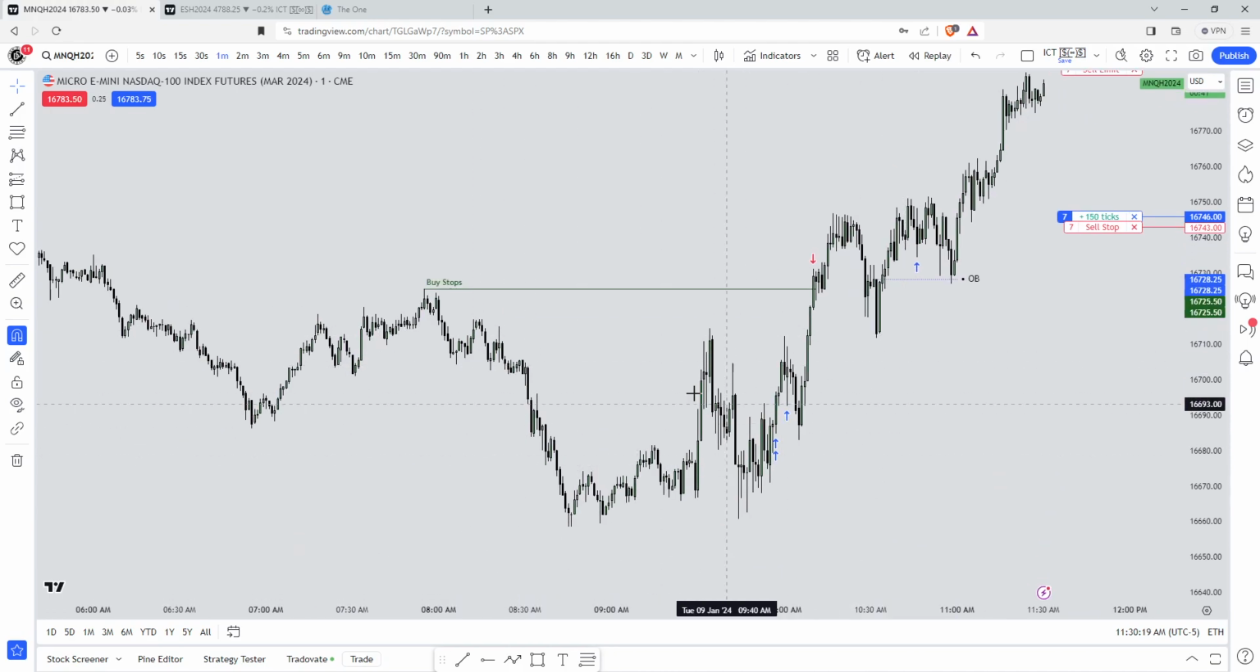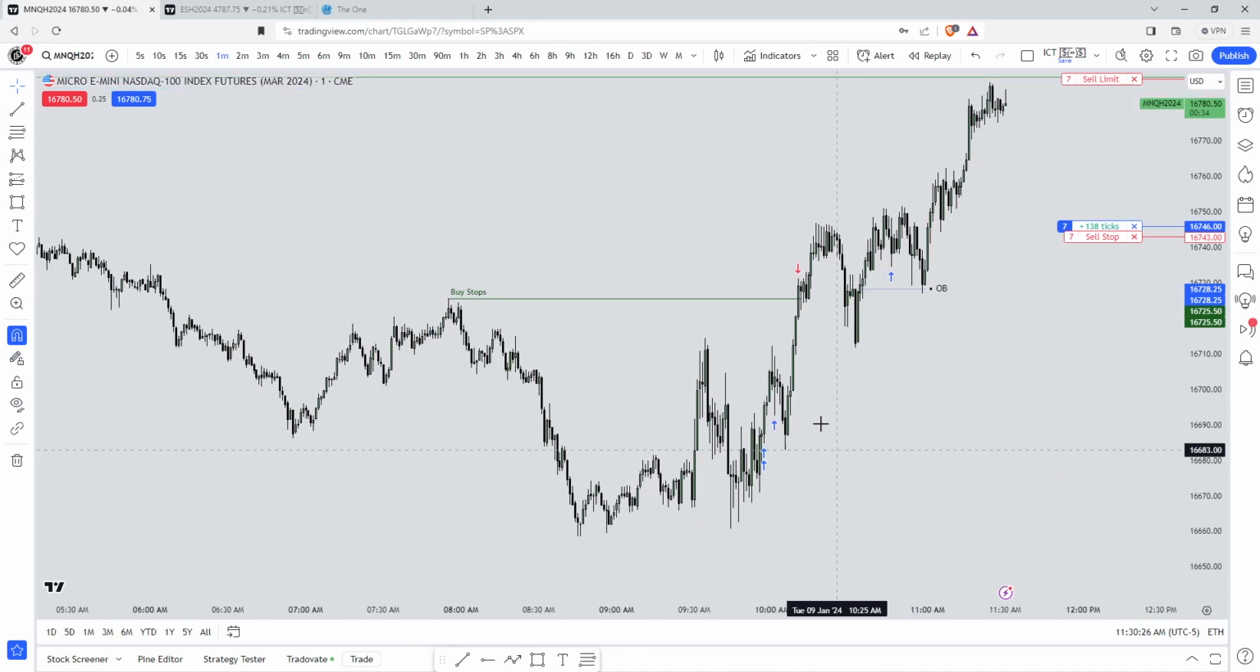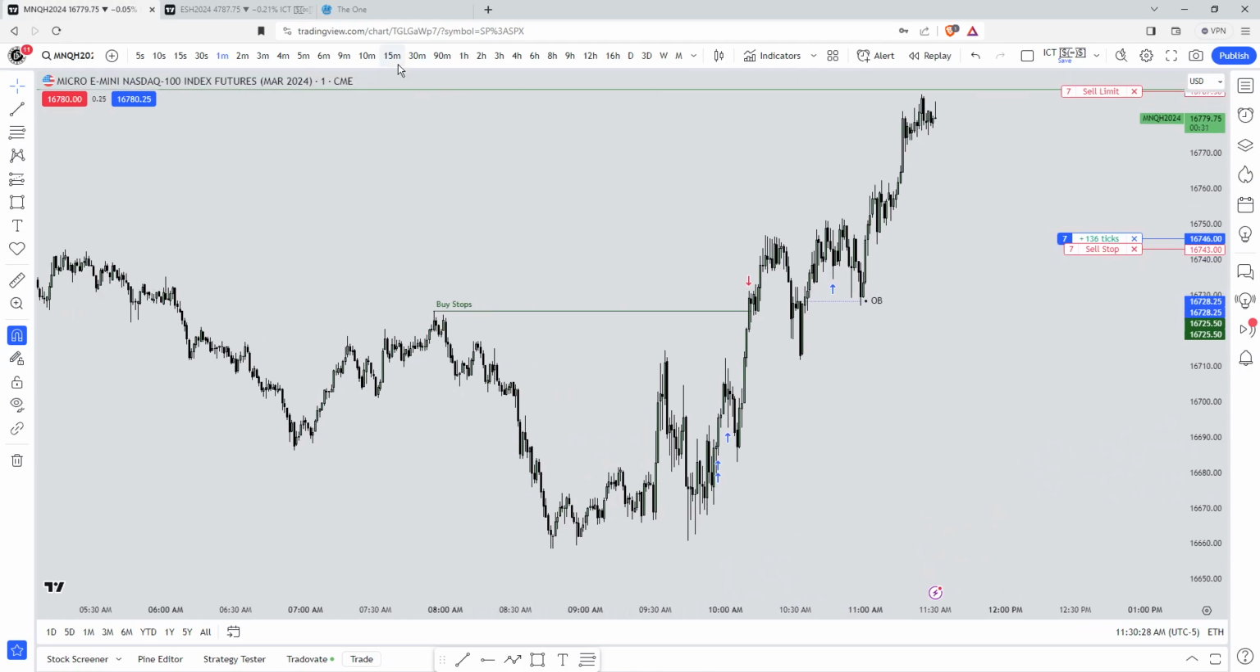So you could see that price was just consolidating in here, but then I end up buying right when price starts to expand higher. Now, how did I know to buy right here and sell above this high? Like, what's the logic behind that?